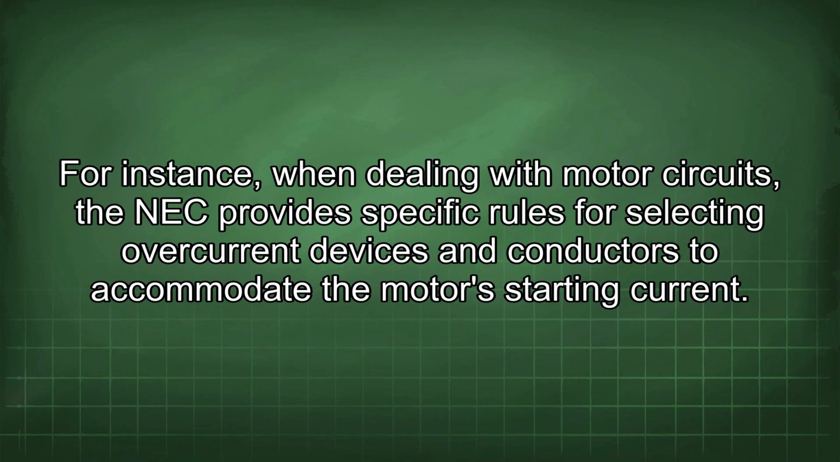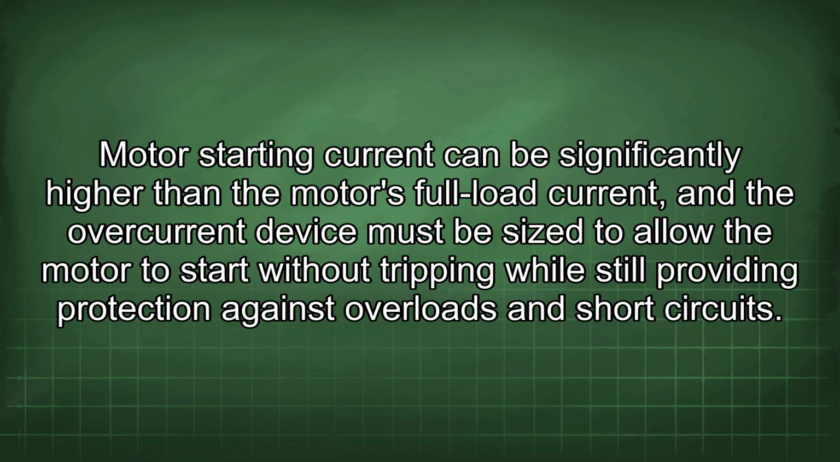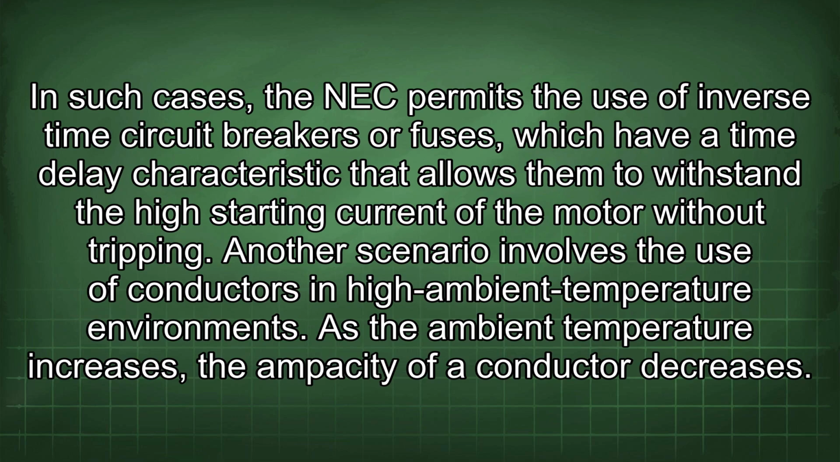For instance, when dealing with motor circuits, the NEC provides specific rules for selecting overcurrent devices and conductors to accommodate the motor's starting current. Motor starting current can be significantly higher than the motor's full load current, and the overcurrent device must be sized to allow the motor to start without tripping while still providing protection against overloads and short circuits. In such cases, the NEC permits the use of inverse time circuit breakers or fuses, which have a time delay characteristic that allows them to withstand the high starting current of the motor without tripping.